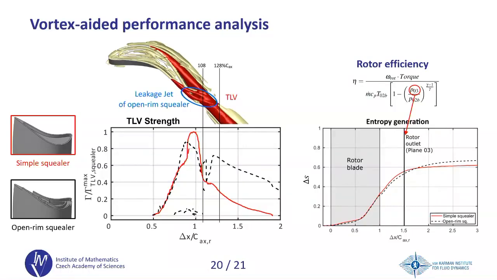So with this, I wanted to showcase how plotting the strength of the vortices and being able to compare the case-to-case variations can be very useful in the analysis if we have this quantitative measure.